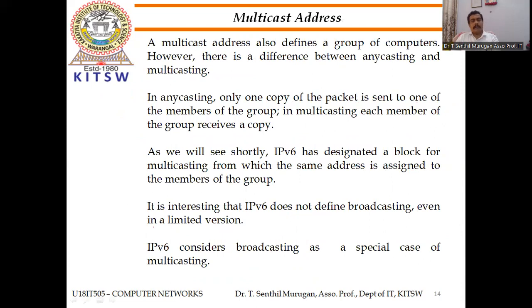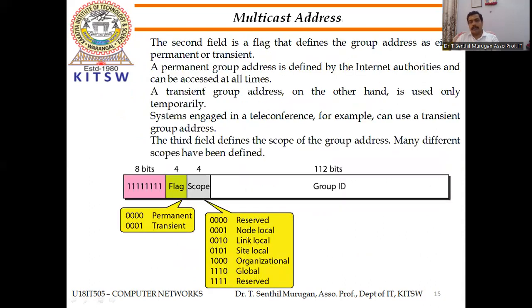So multicasting, we know the group members will receive the copy of it. Broadcasting is not possible. That is one of the special cases of multicasting only. So here, how will the multicast address be represented? They will represent it using 8 bits of ones. If ones are there, that is considered as the multicast address. Second one is the flag. This flag will represent whether it is a permanent group or transient group.